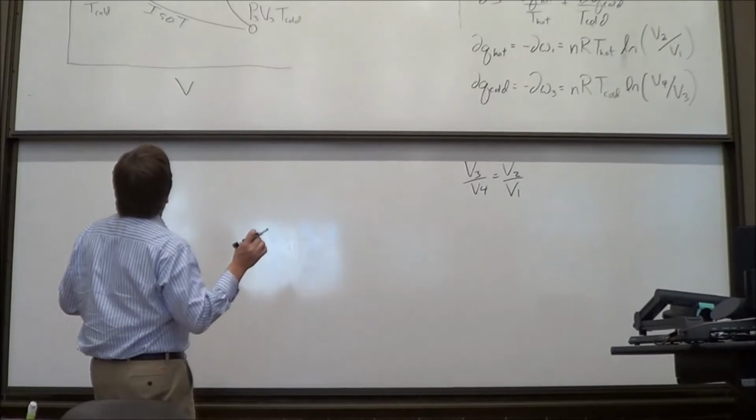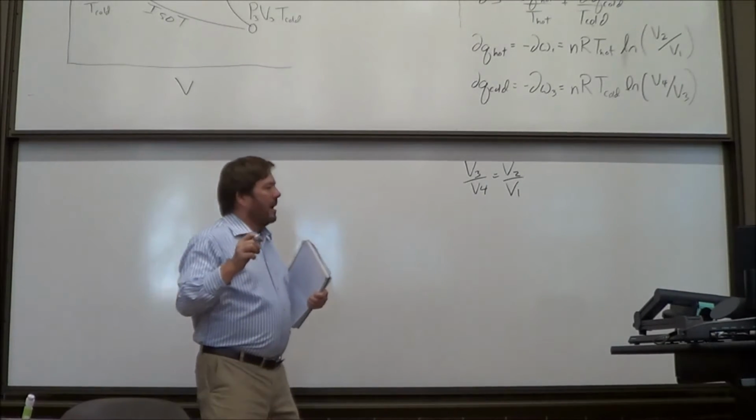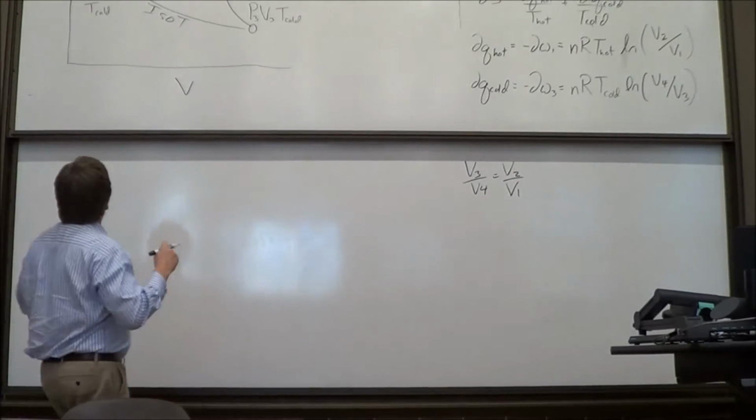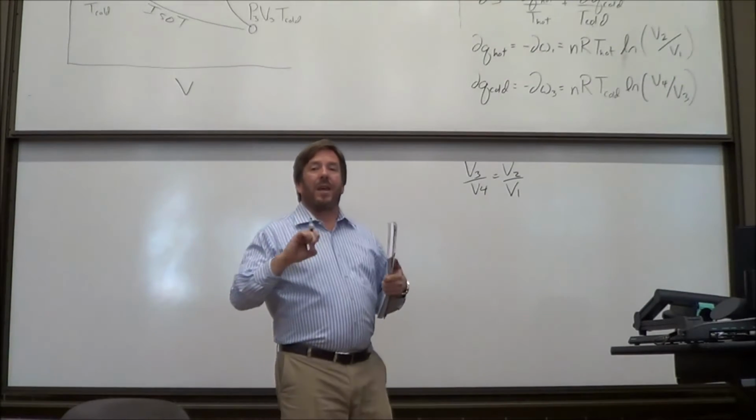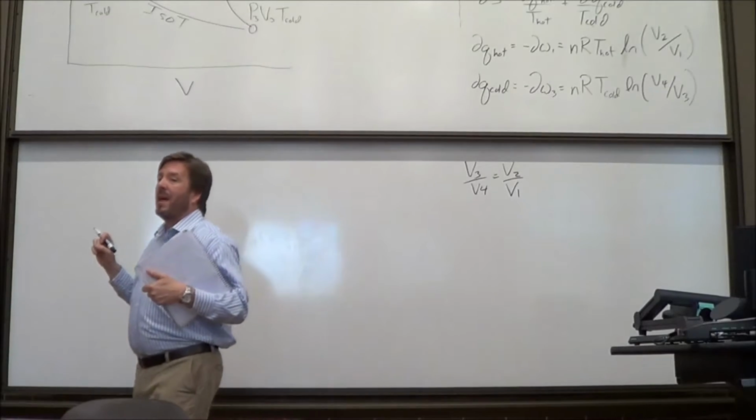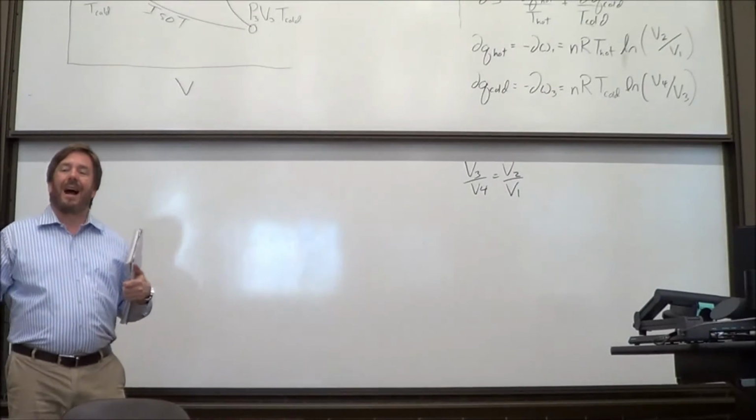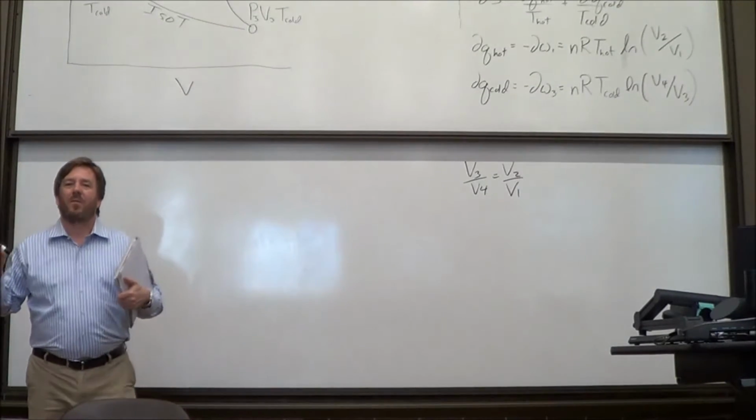We were able to connect V2 to V3 by the second leg and V1 and V4 by the fourth leg through the adiabatic equations of state. Remember, that's Vf over Vi is equal to Ti over Tf to the Cv over nR.